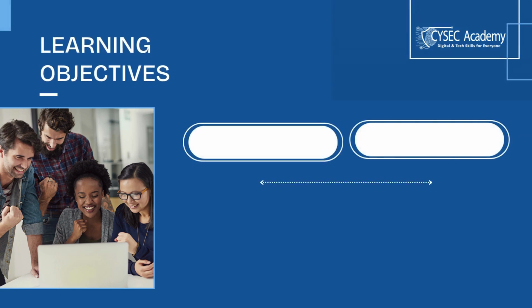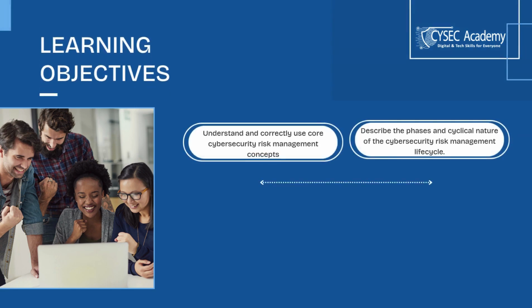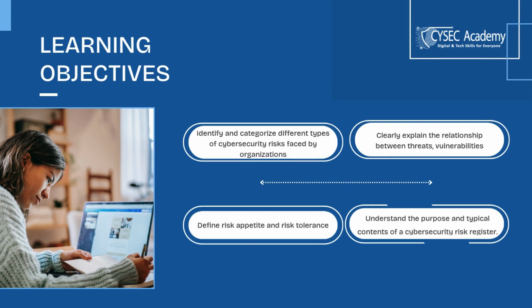Upon successful completion of this module, you should be able to understand and correctly use core cybersecurity risk management concepts and terminology, e.g. risk, asset, threat, vulnerability, likelihood, impact, control. Describe the phases and cyclical nature of the cybersecurity risk management lifecycle. Identify and categorize different types of cybersecurity risks faced by organizations. Clearly explain the relationship between threats, vulnerabilities, likelihood, and impact in determining risk. Define risk appetite and risk tolerance, and explain their importance in guiding risk decisions. Understand the purpose and typical contents of a cybersecurity risk register.